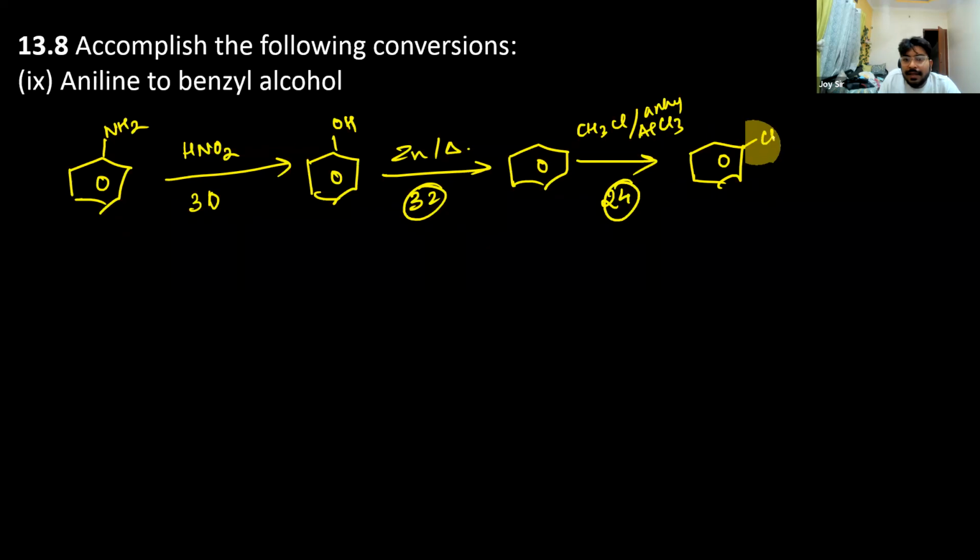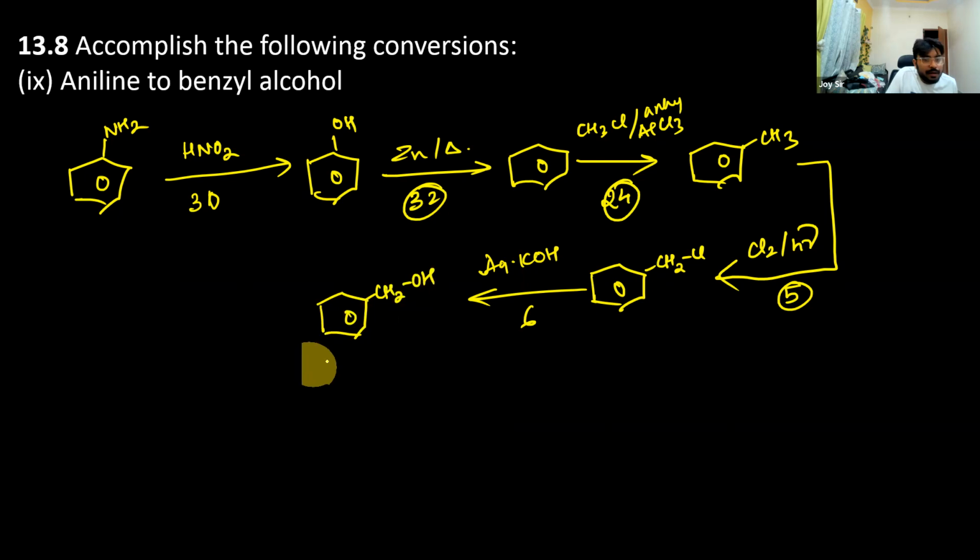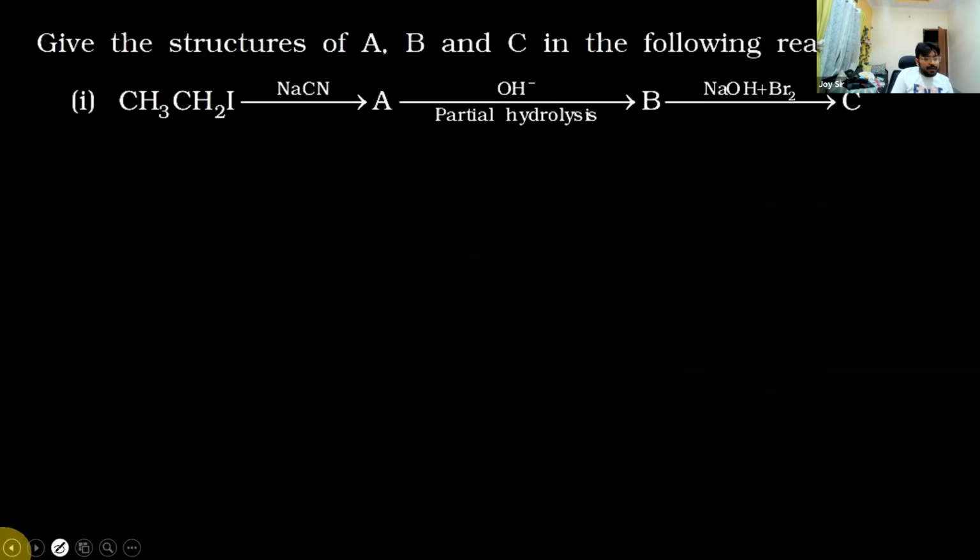So it becomes toluene, CH3. On toluene I can maybe do a halogenation reaction. Number 5, Cl2 in the presence of sunlight. But with heat below it, it will become CH2Cl chlorobenzene. So from here I can make it number 6, aqueous potassium hydroxide. It gives us CH2OH. This is our benzyl alcohol. Fine, done. Alternatively, there is one more way. Let me show you that way also.